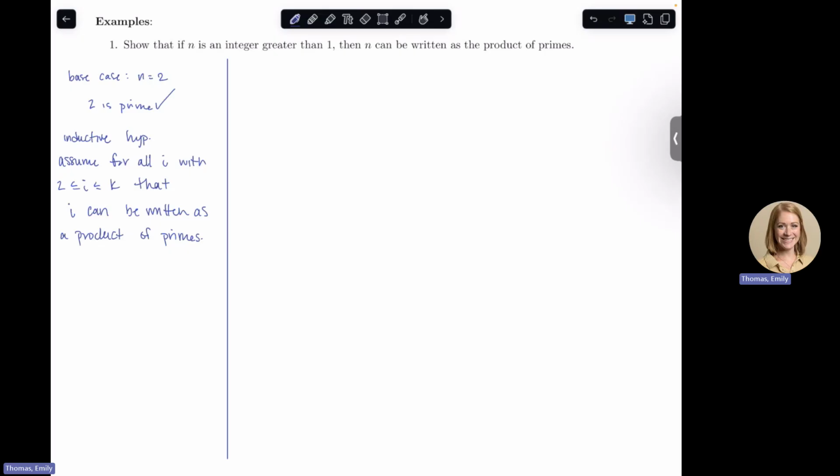Do you have questions about that? Start at your base case, go up to some value K. Start at the end of your base cases, in this case n equals 2. Okay, and then what do we want to show? And when we do induction, what's the n that we actually show eventually? So we want to show that k plus 1 can be written as a product of primes.